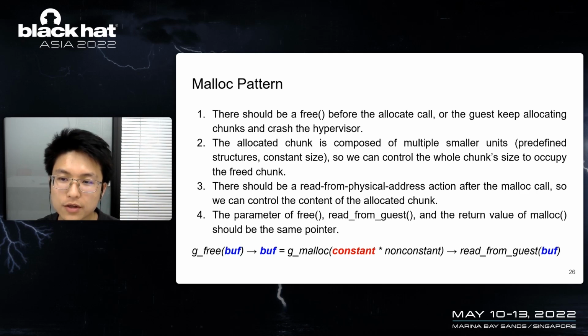Second, two data structures are usually used for data transfer between guest and host: linked list and array list. To get size-controlled chunks, we focus on arrays which are composed of multiple constant size units. Third, there should be a read from guest action after the malloc call, so we can control the content of the allocated chunk. Last, the parameter of free, read from guest, and the return value of malloc should be the same pointer.